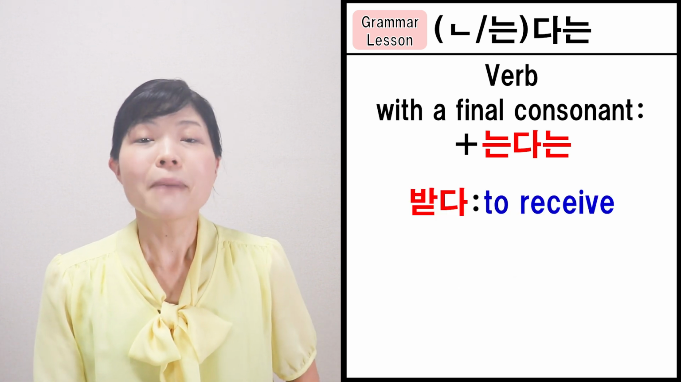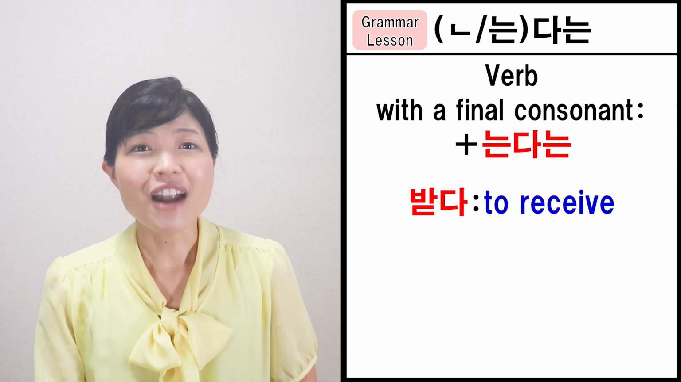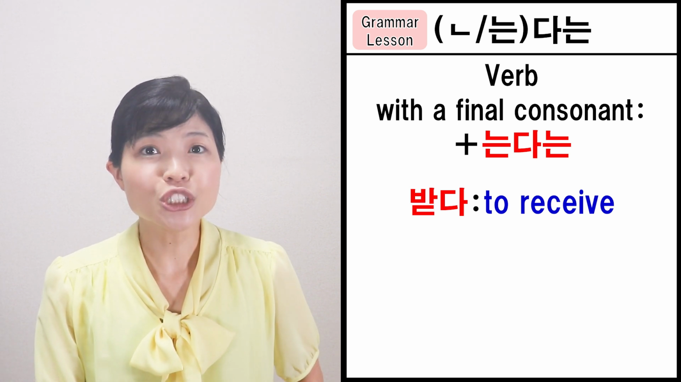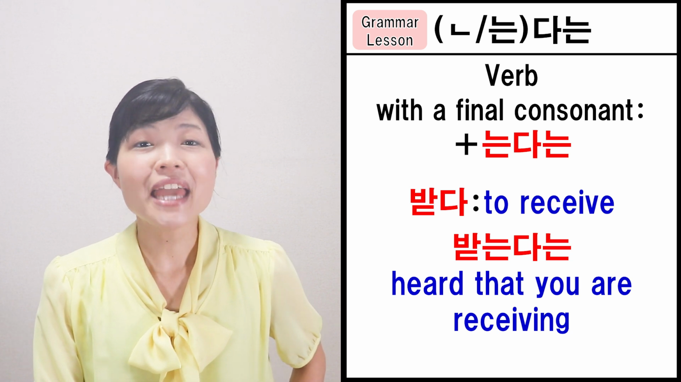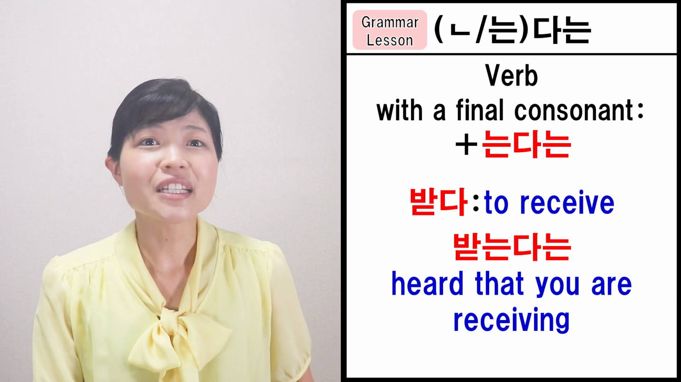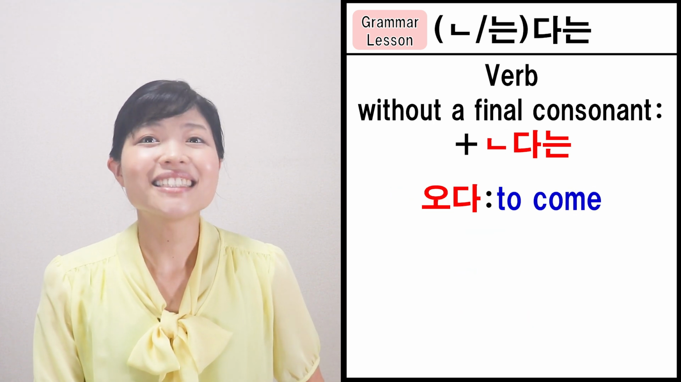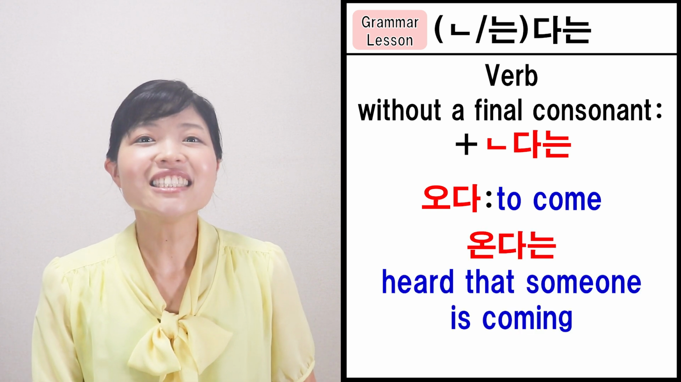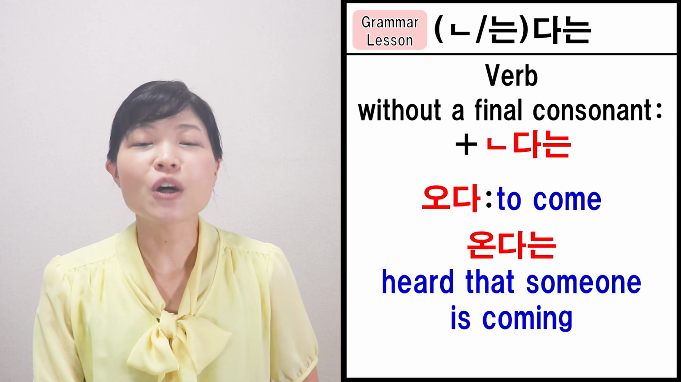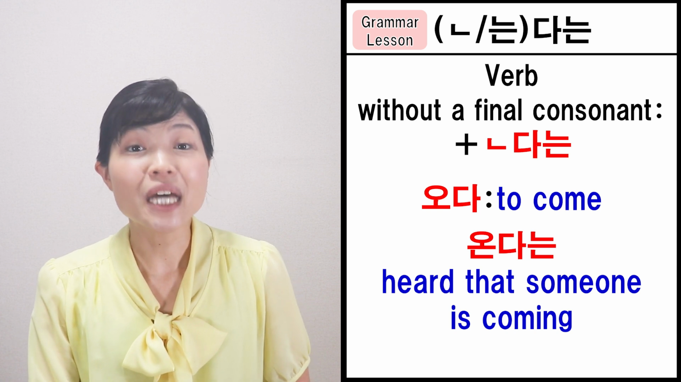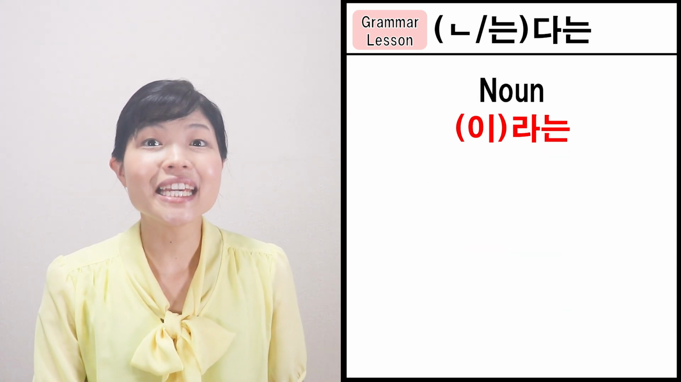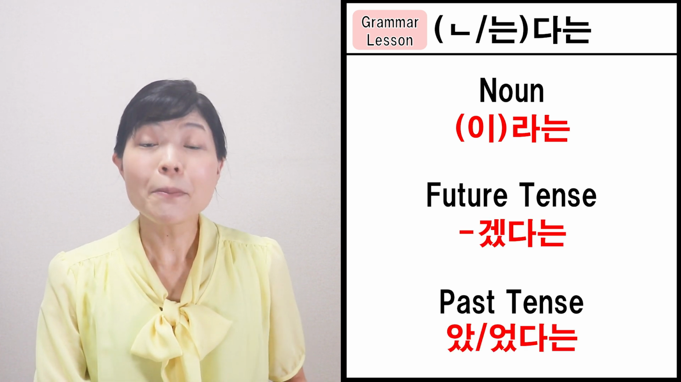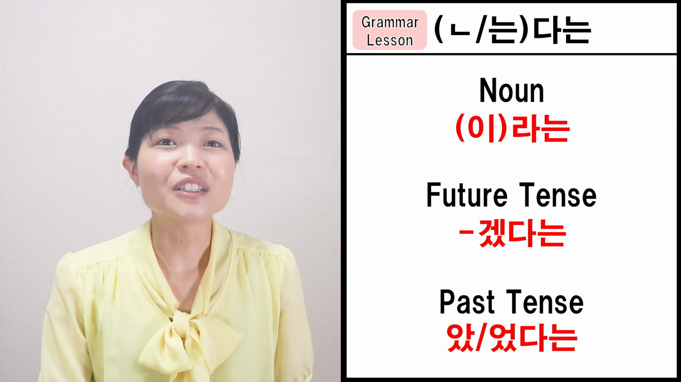For example, 받다 is to receive, right? Since 받다 has a final consonant, you attach 는다 to the stem to make 받는다는, heard that you are receiving. Since 오다, to come, does not have a final consonant, you attach 니은다는 to the stem to make 온다는, heard that someone is coming. For nouns, it will be 이라는, and for future tense, it is 겠다는. For past tense, you use 왔다는.